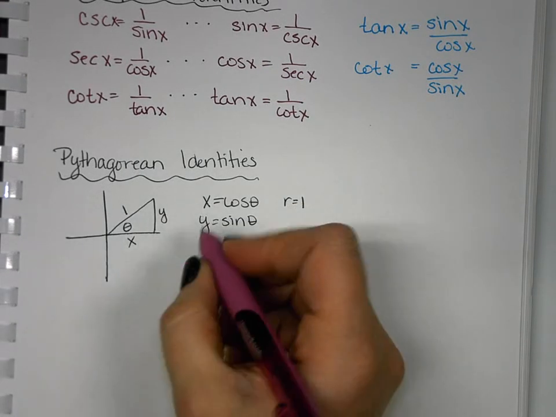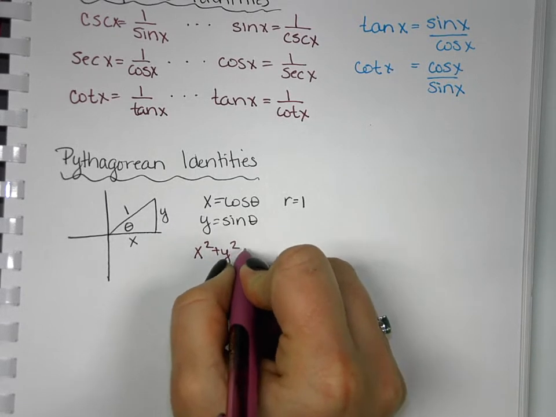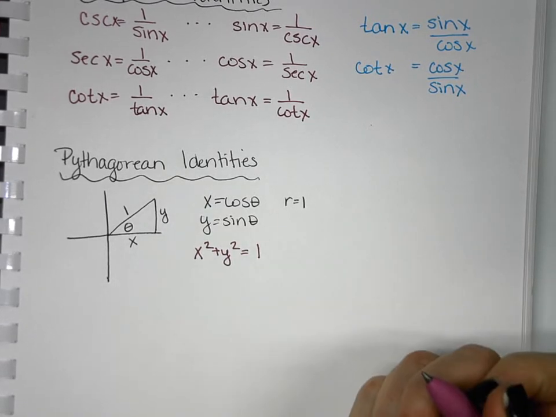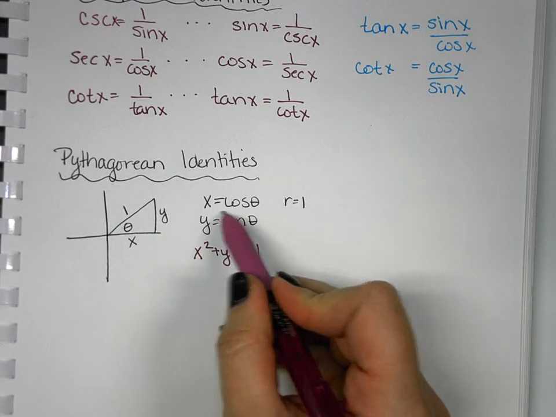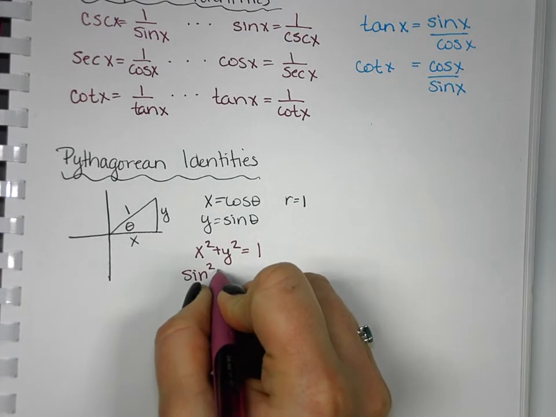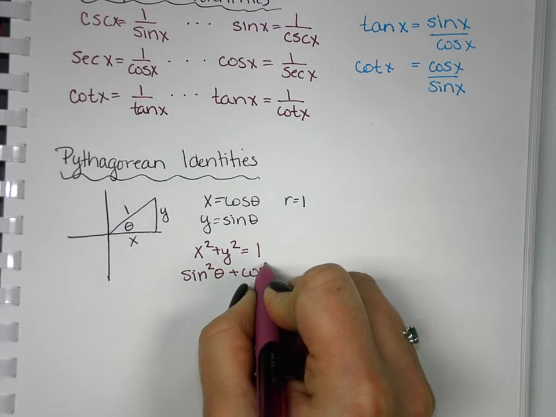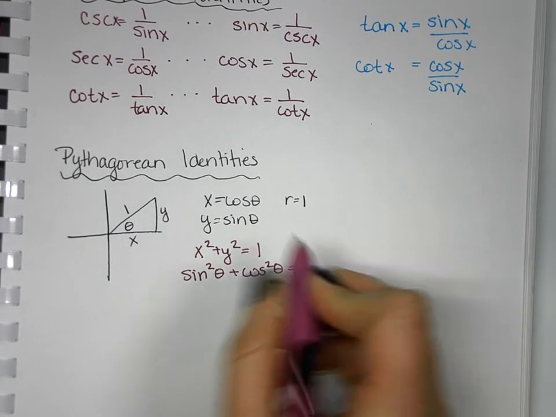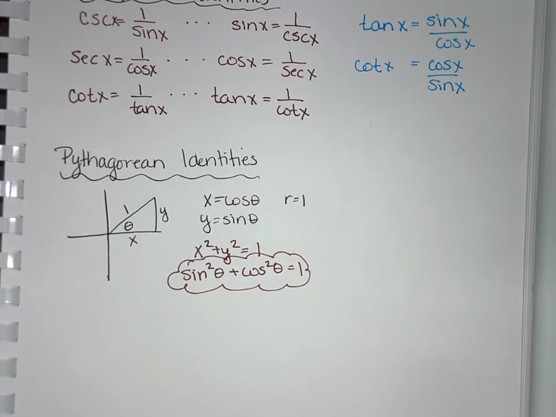So the first thing we know about the Pythagorean theorem is that x squared plus y squared equals 1. That means if we do a basic substitution, cosine for x, sine for y, sine squared theta plus cosine squared theta would equal 1. This right here is our first trig identity. And it just comes from substituting in what we know cosine and sine equal in terms of x and y.